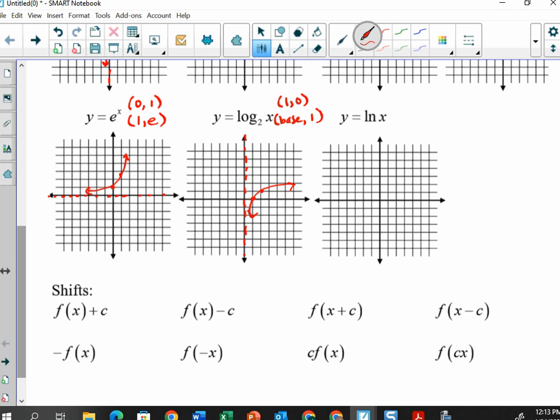All right, what happens when it's natural log? Still 1, 0, and then base would be e, right? So 2.7-ish, 1, still a vertical asymptote. The natural log one? Yeah.